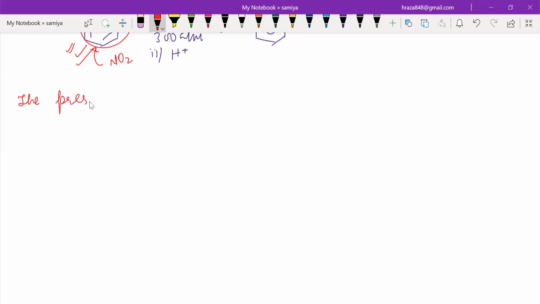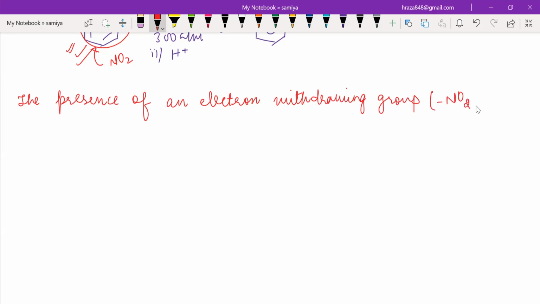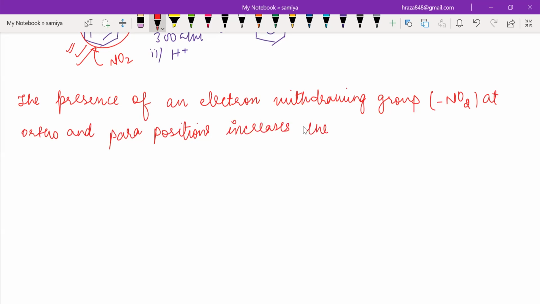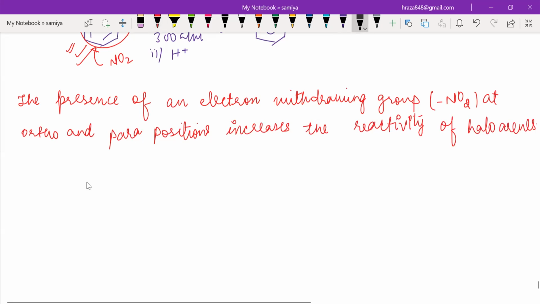Now I'm going to write a point about this. The presence of an electron withdrawing group, that is NO2, at ortho and para positions, increases the reactivity of haloarenes. It increases the reactivity of alkyl halides or haloarenes.